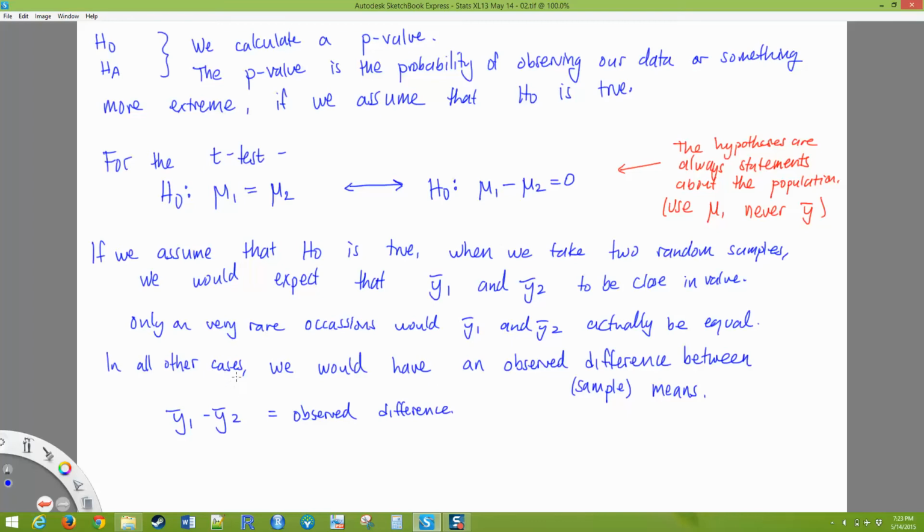So just because of sampling, we're not going to have 0 here for this observed difference. And so the question is, the observed difference that we're seeing, is this significantly different from 0? Or could it just be a result of random sampling?